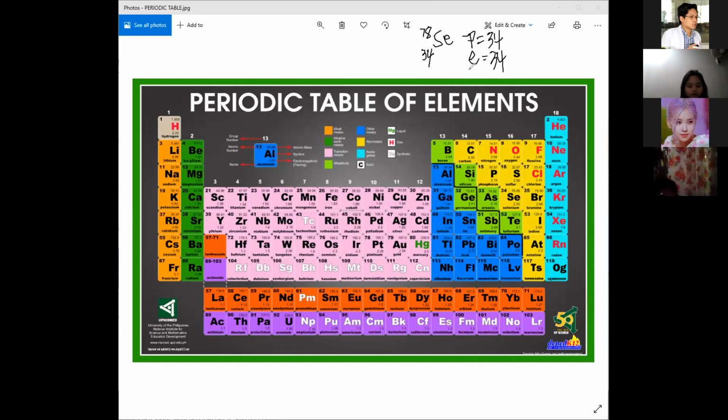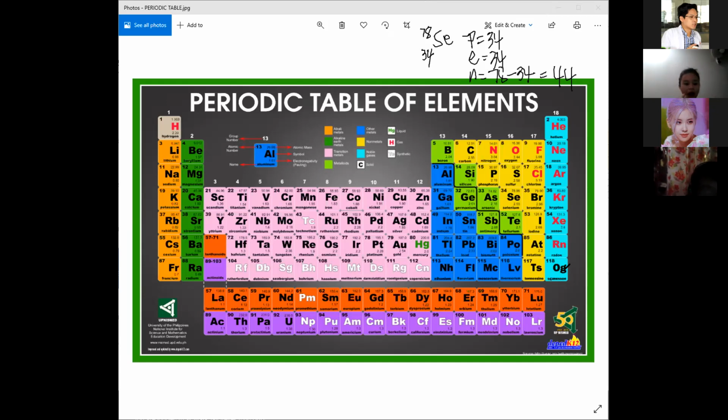How about the neutrons? The neutrons is equal to its atomic mass, which is 78, minus 34. Okay? 78 minus 34. What is the difference? What are the difference? 78 minus 34? It's 44. Okay. The neutrons there is 44. So this is now your number of protons, neutrons, and electrons.